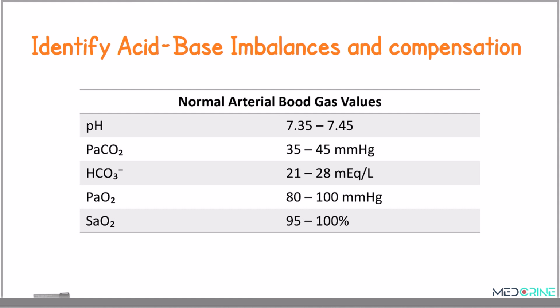For us to identify acid-base imbalances, we need to understand what the normal ranges are. The normal range for the blood pH is between 7.35 to 7.45. The normal range of partial pressure of carbon dioxide is between 35 to 45 millimeters of mercury. Bicarbonate ion ranges between 21 to 28 milliequivalents per liter. The partial pressure for oxygen is 80 to 100 millimeters of mercury, and the normal oxygen saturation is 95 to 100%. With the knowledge of these normal arterial blood gas values, we are able to recognize the abnormal and any imbalances that might occur.